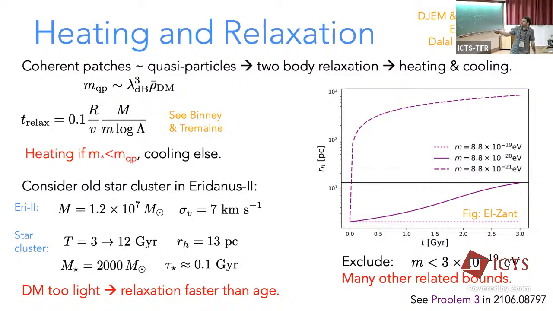So the mass of the quasi-particles is given by the local dark matter density times the de Broglie wavelength cubed. So you can think of these coherence patches as acting like a quasi-particle that scatter the stars. So the mass of the quasi-particle depends on the mass of the dark matter particle through the de Broglie wavelength.